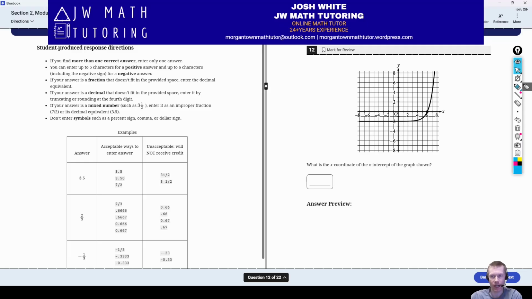Next up, what is the x-coordinate of this graph of this curve? It looks like an exponential function. So right here is the x-coordinate. Appears to be at the point 6 comma 0. So again, here we're only entering in the 6. We are not entering it as a point. We are just entering the x-coordinate value from the x-intercept.